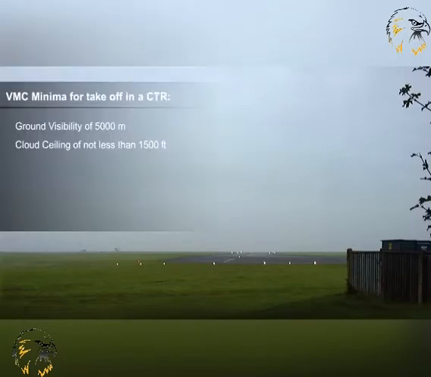You must remember that the VMC minima for takeoff from an aerodrome in a CTR are a ground visibility not less than 5 kilometres and cloud ceiling not less than 1,500 feet. The criteria for the type of procedure to be employed are defined in terms of RVR and the limit to which the pilot is permitted to descend.